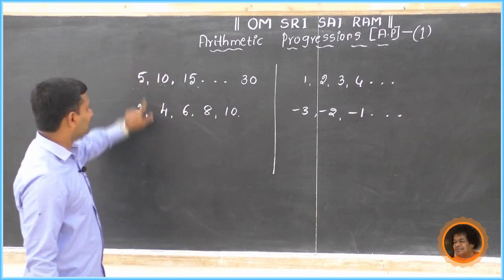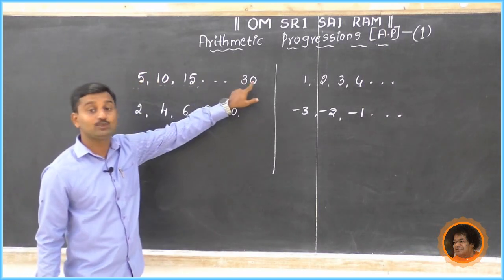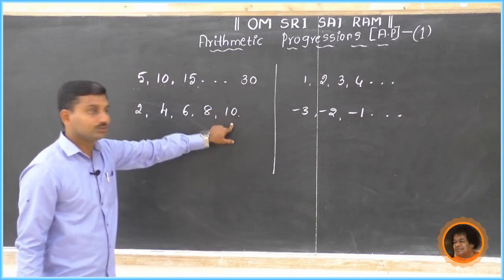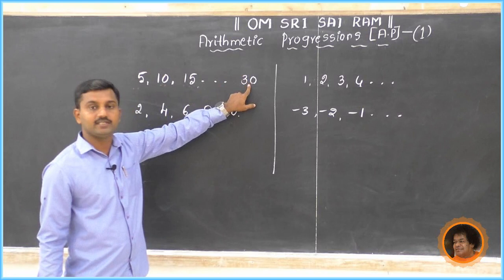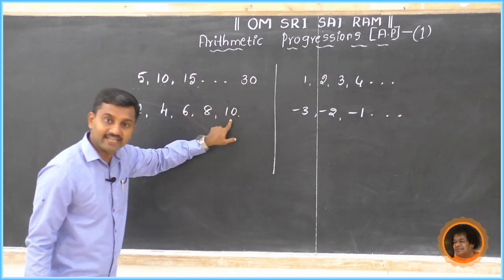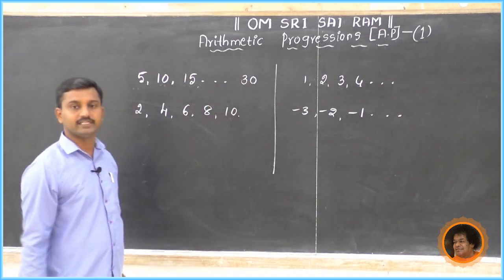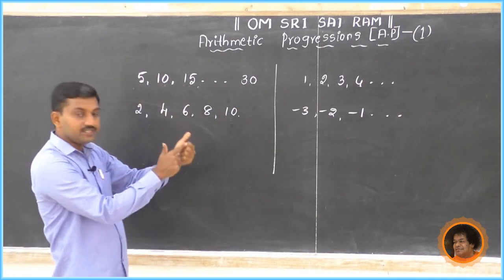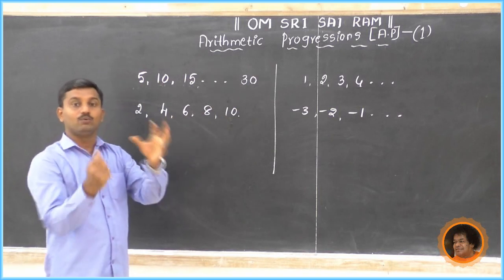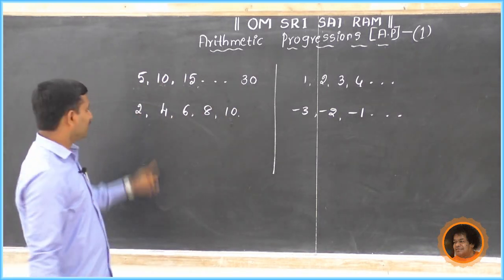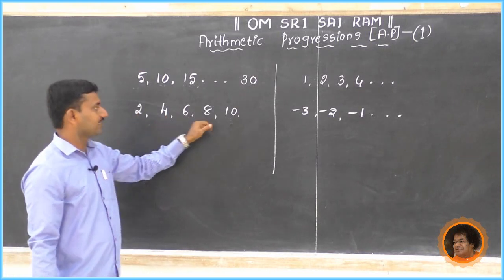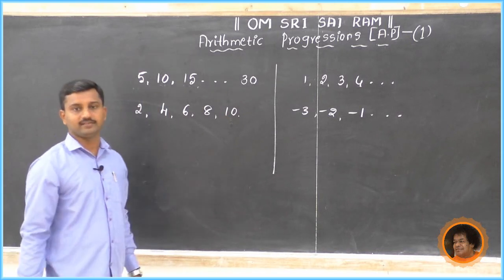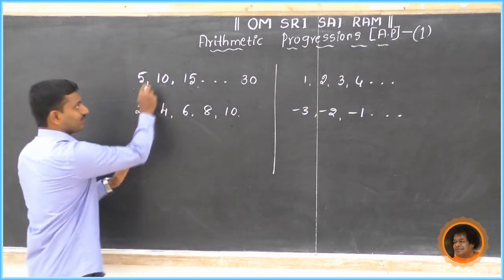In the first two examples, 5, 10, 15 up to 30, the last term is given. In the first example the last term is 30. Here the last term is 10. How many terms are there? 5, 10, 15, 20, 25, 30: only 6 terms. In the second example, 2, 4, 6, 8, 10, 5 terms are there. A finite number of terms. So these are all in AP.